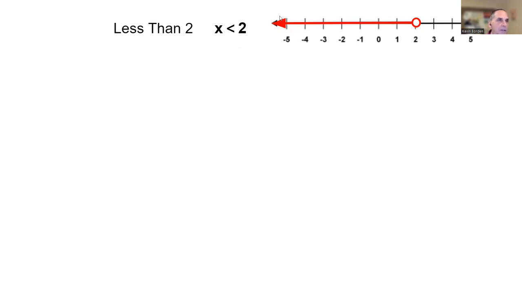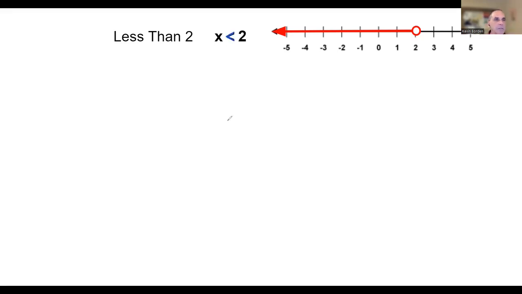So notice that the direction of the arrow is consistent with the direction of the symbol. This symbol is also pointing to the left. So the two key things here are that the circle's not filled in because there's no line underneath this less than symbol, which would indicate less than or equal. And the arrow is pointing to the left and the symbol is pointing to the left.